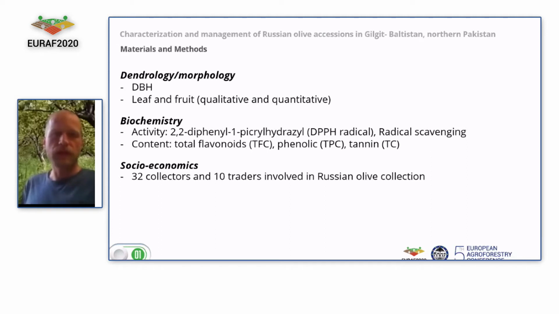For the species, we had a multi-purpose approach where we looked at the dendrology, including morphological aspects of the tree, leaf and fruit. We assessed qualitative as well as quantitative characters. We looked at the biochemistry of the fruits, because these are known to be quite useful for dietary purposes, but also for cosmetics and medicinal purposes. And we assessed the socioeconomic condition of traders and collectors in the region.